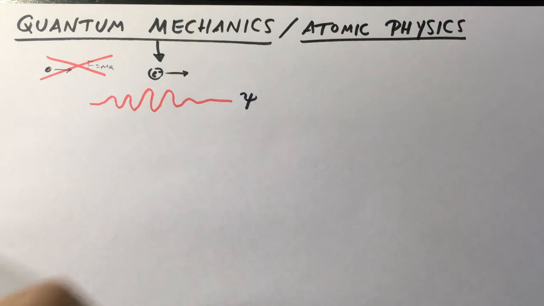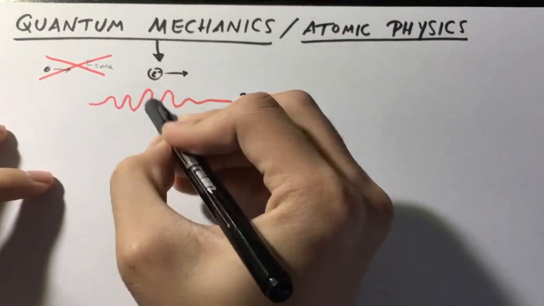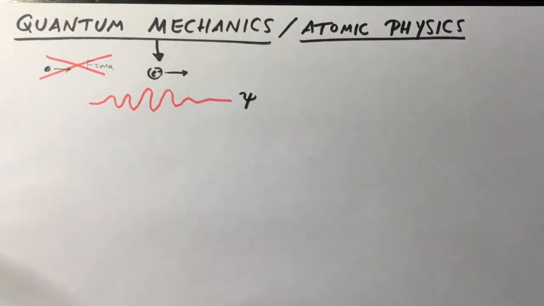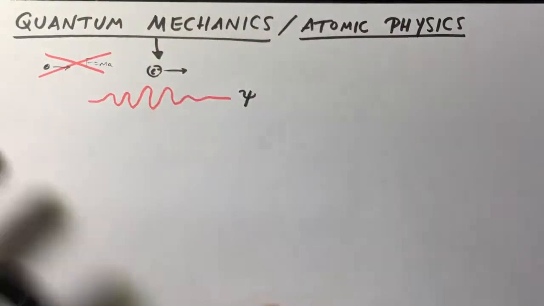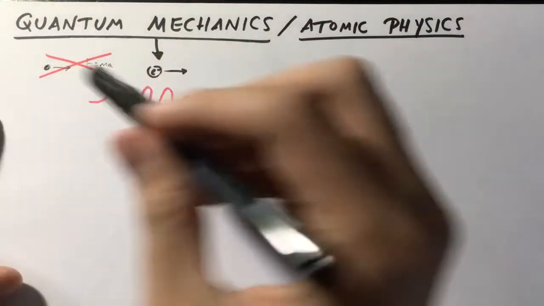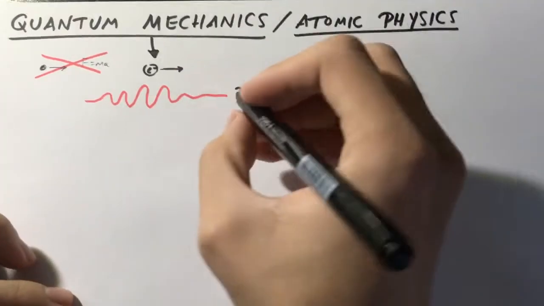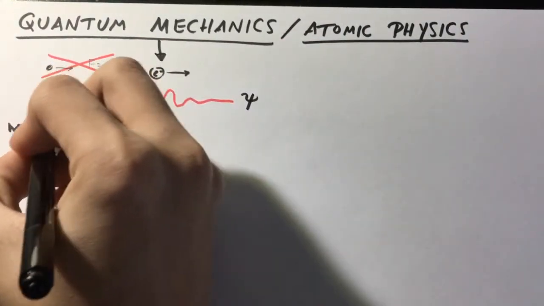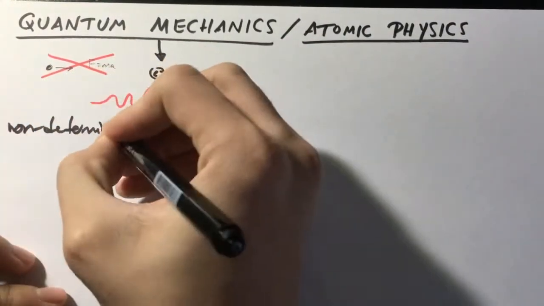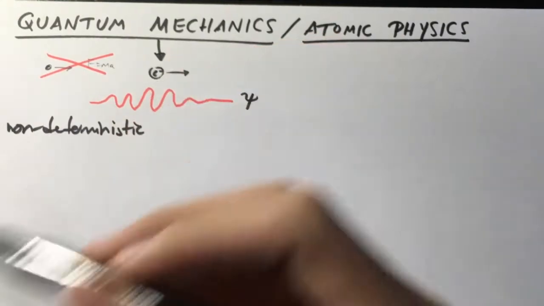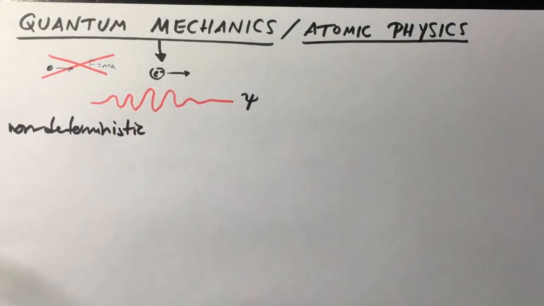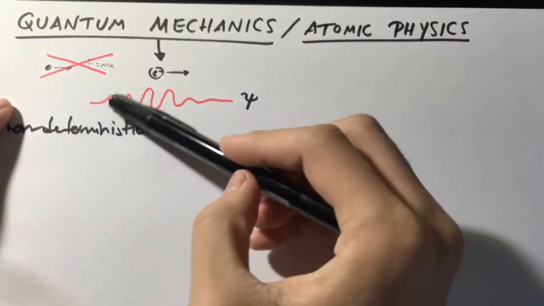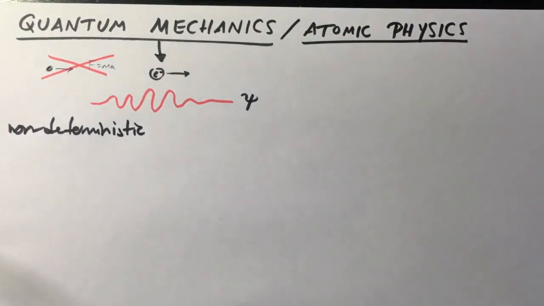But in quantum mechanics, having this wave function doesn't guarantee that you'll know exactly what the position of the particle is. And the reason is because quantum mechanics is non-deterministic. Non-deterministic in the sense that you can only know the probabilities of different things happening. So for example, the wave function will somehow encode the information about where the particle might be, but not tell you exactly where it is.